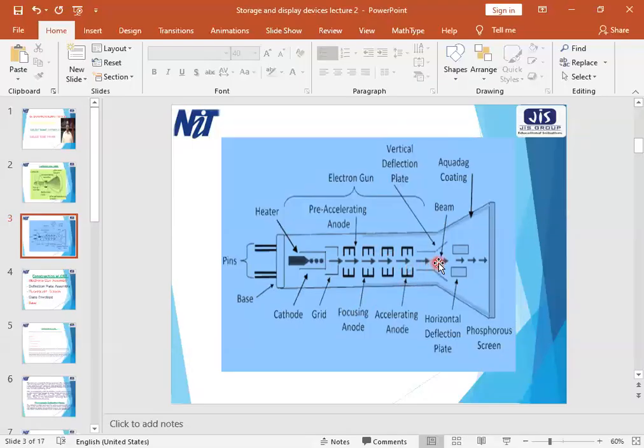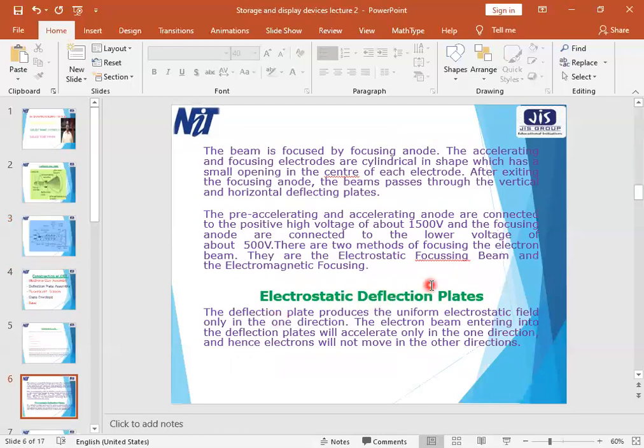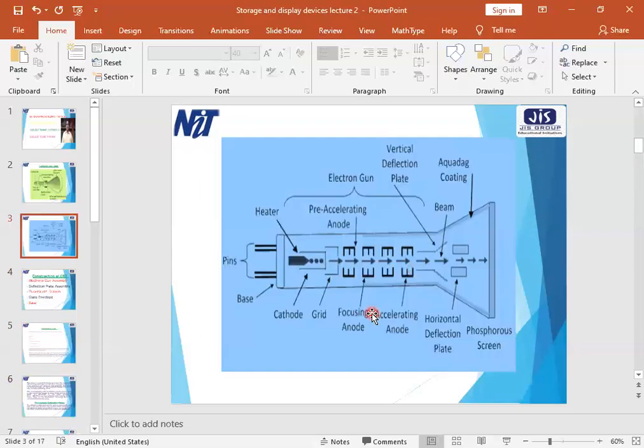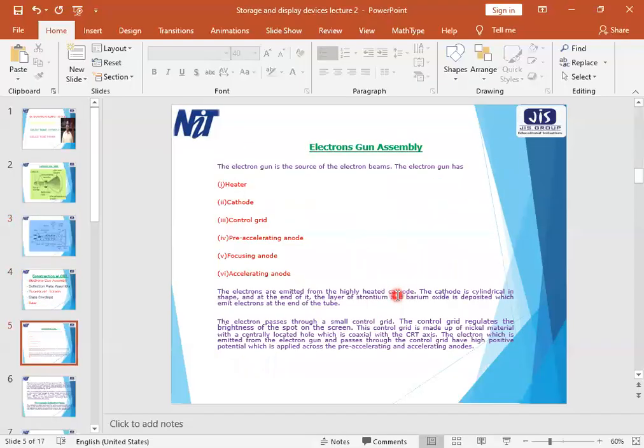Then they go on, and the work of the vertical deflection plate occurs. What happens actually is that electrostatic deflection plates are there. Electrostatic deflection means that since these are electrons, we have to deflect them by giving a positive potential. So we apply positive potentials to the vertical deflection plate or horizontal deflection plate, and as we wish, we can change the spot either in the x direction or y direction, that is, the horizontal direction or vertical direction.